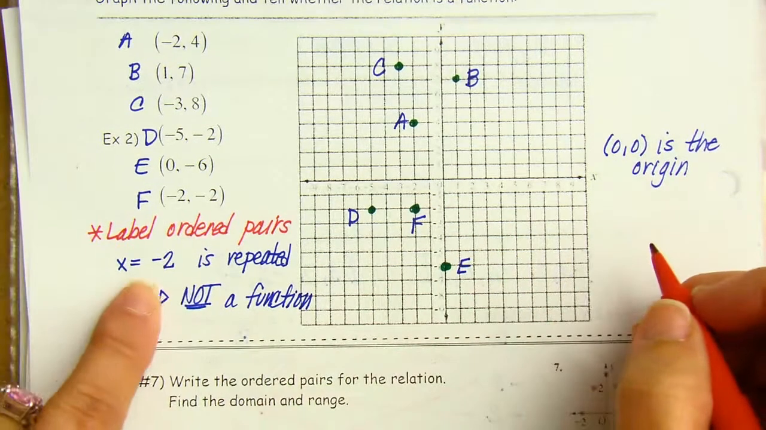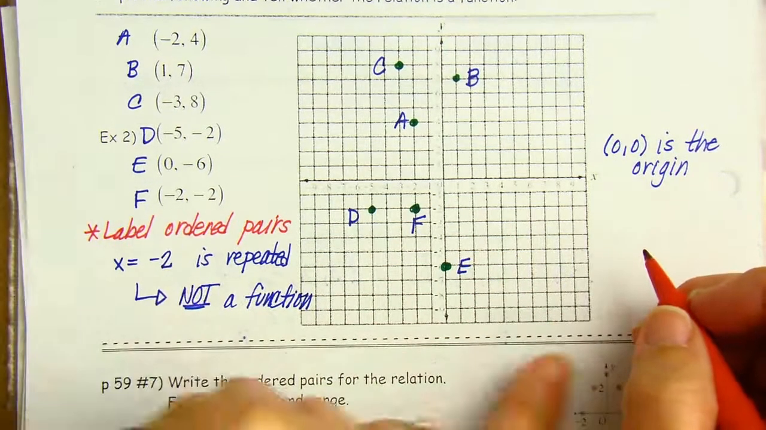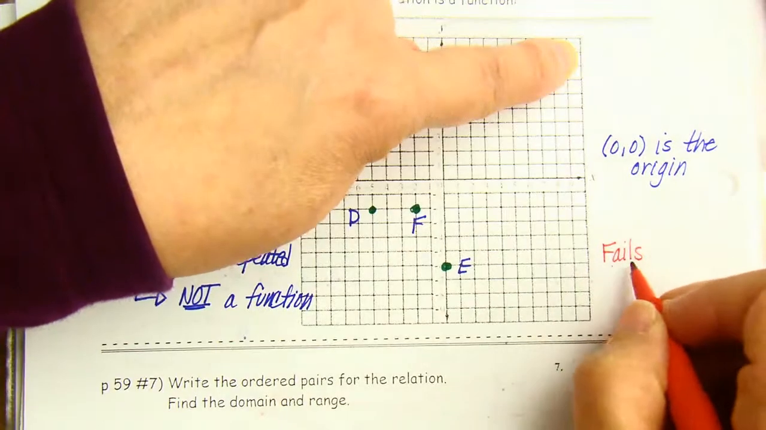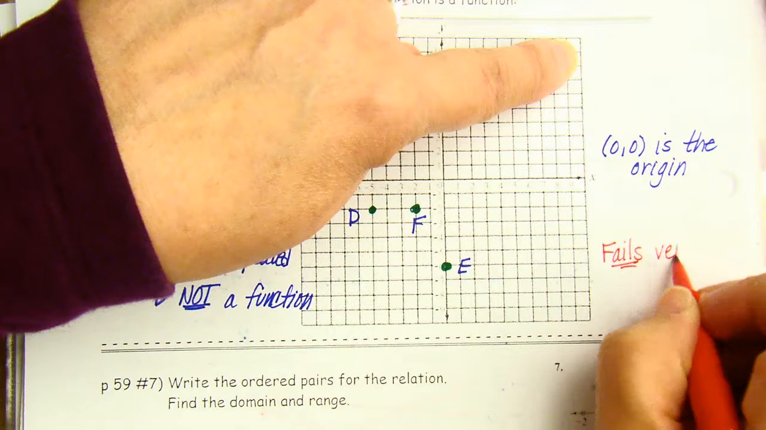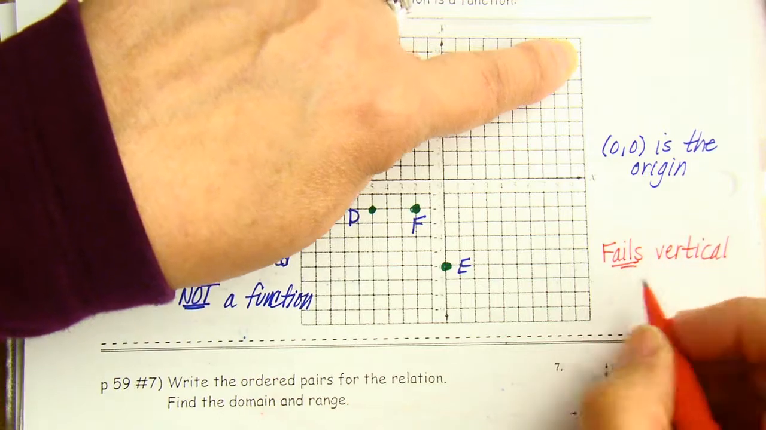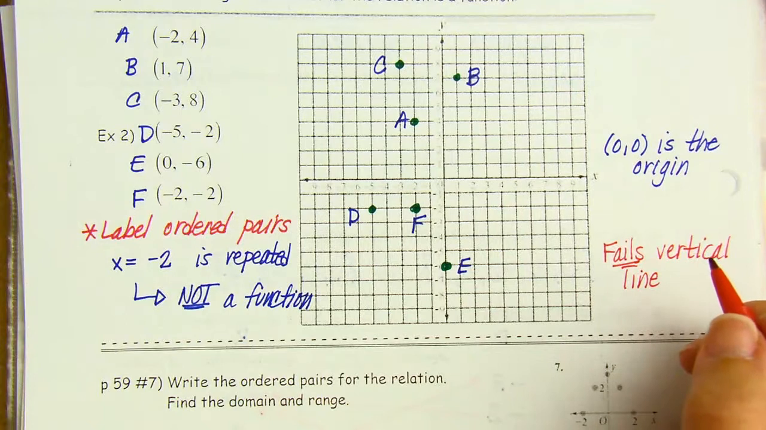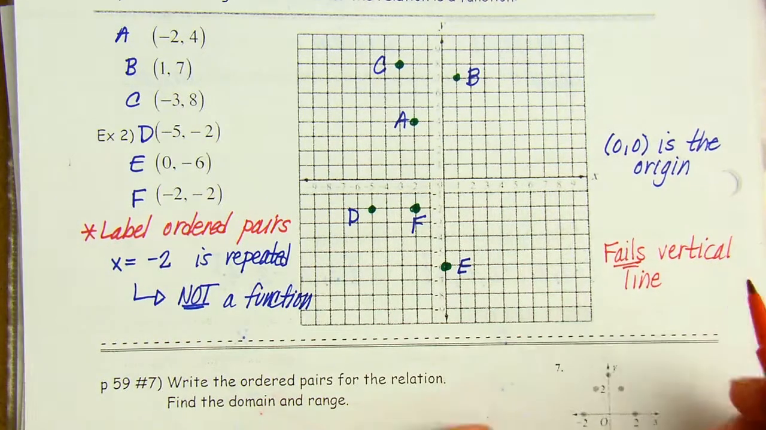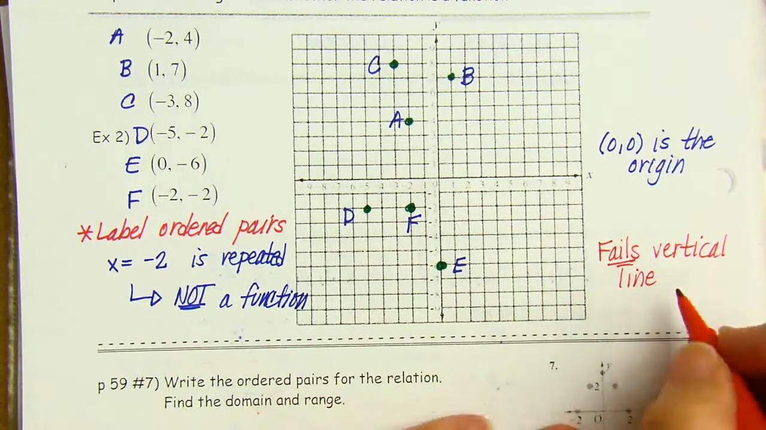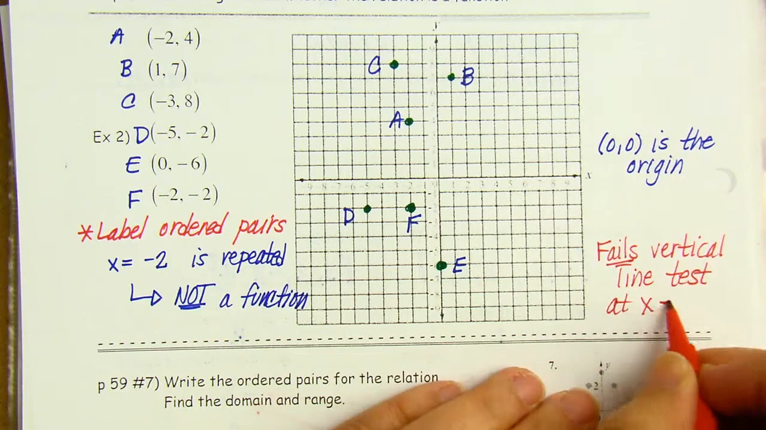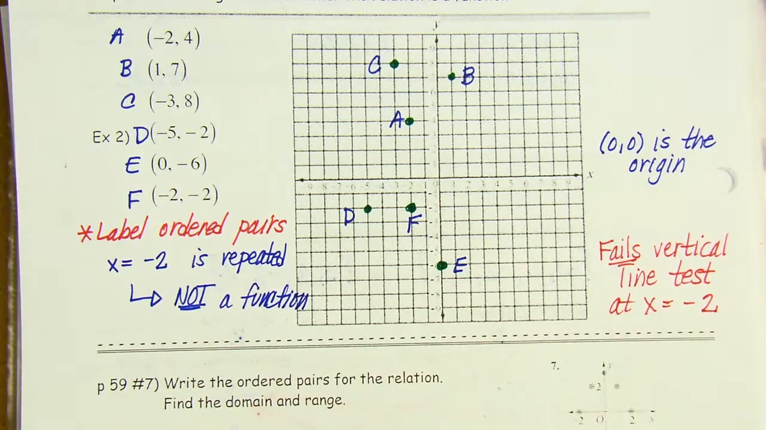So because x equals -2 is repeated, it's not a function, and we say that this relation fails the vertical line test. So if you're asked a question, is the relation a function, you would say no, and if you were asked to explain why, you would simply say it's not a function because it fails the vertical line test. And in this case, it fails it at x equals -2. Not too terrible, I don't think.